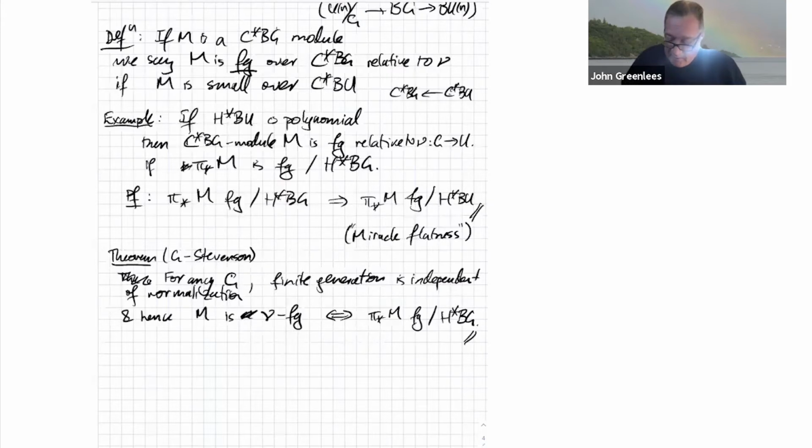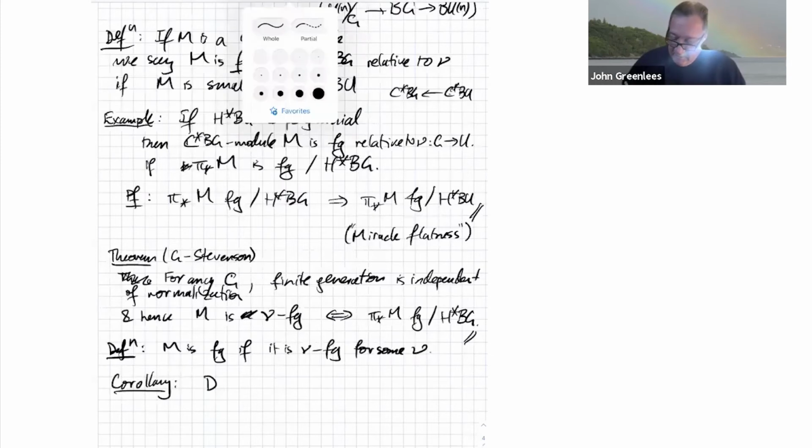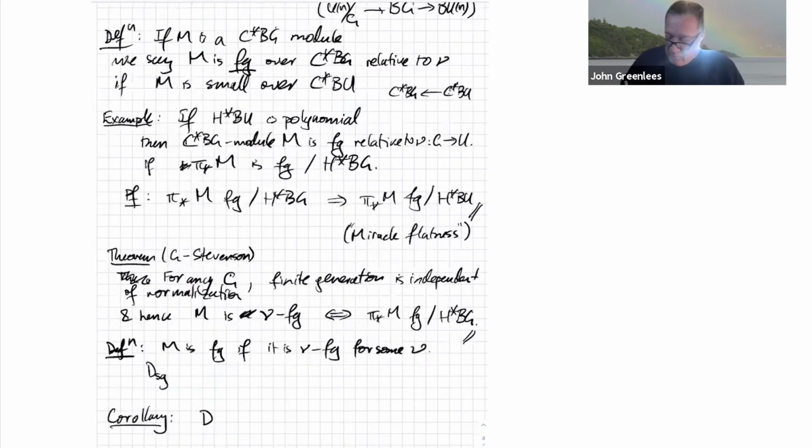So maybe I need to make the definition explicit. So hence we say M is finitely generated if it is nu finitely generated for some nu. And now we know what that means. Okay, so the corollary is that now we can define D-sing. So that's the other half of that definition that I definitely need to make. D-sing for cochains BG. So we now have a definition of the homotopy category of finitely generated modules.